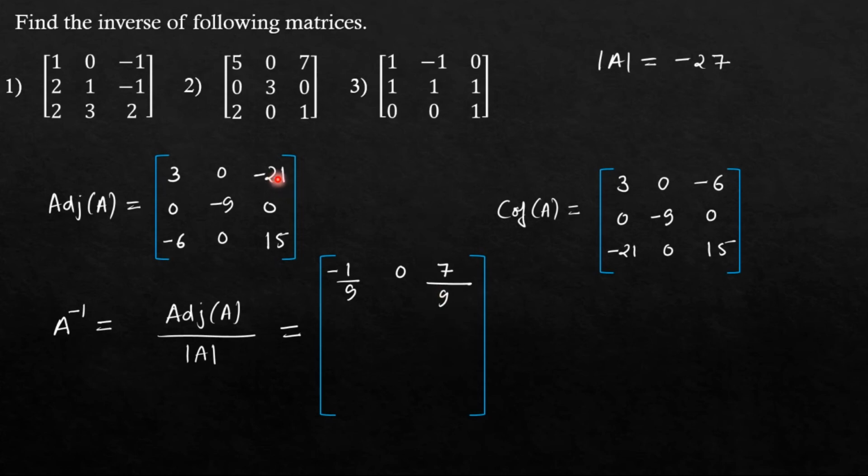3 7s are 21, 3 9s are 27. Okay, 7 by 9. Here 0, you will get 0. Minus 9 by minus 27, you will get 1 by 3. 0 0. Minus 6 divided by minus 27, minus minus will get plus, 6 by 27 is equal to 2 by 9. 0. Now 15 divided by minus 27, that is minus 5 by 9. 3 5s are 15, 3 9s are 27. With minus sign, minus 5 by 9. So this is the inverse of the given matrix.